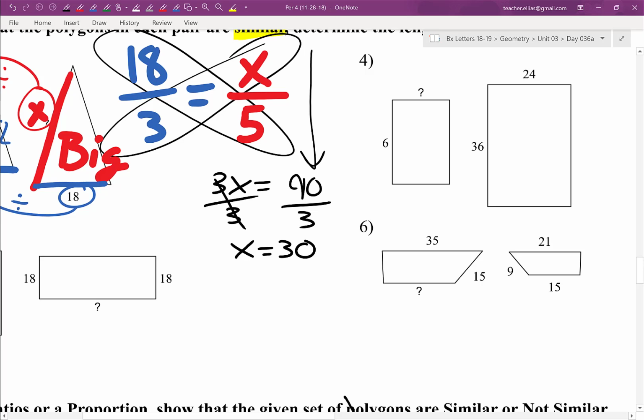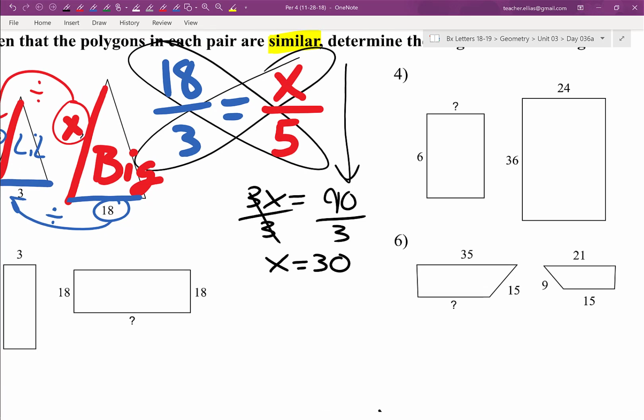Can I do it? Would you like to do number 6? Cool. Can I make a recommendation of coloring the corresponding sides?